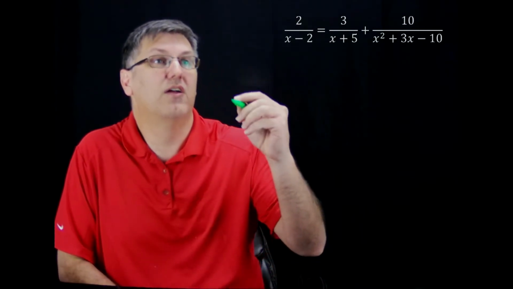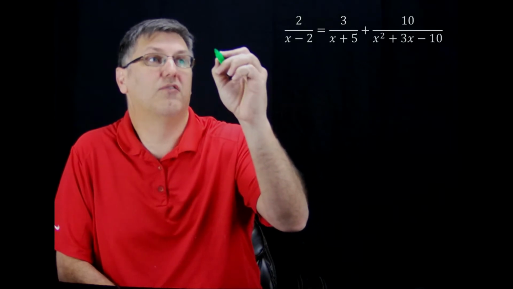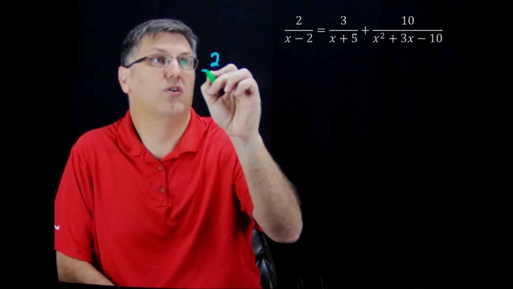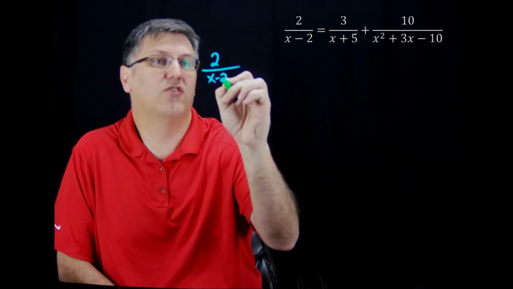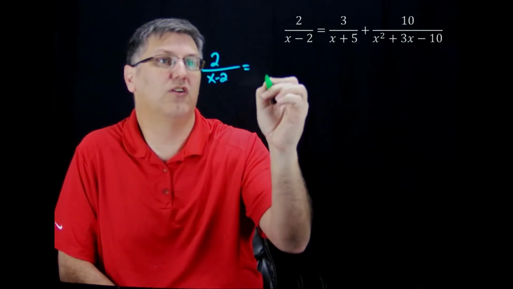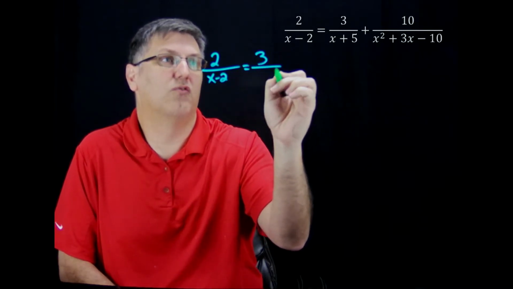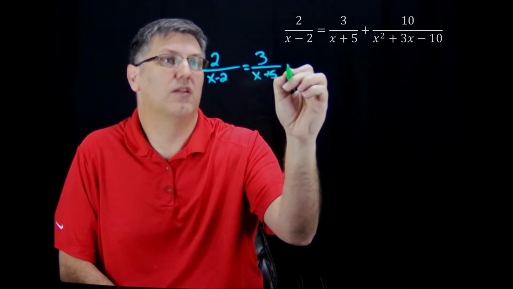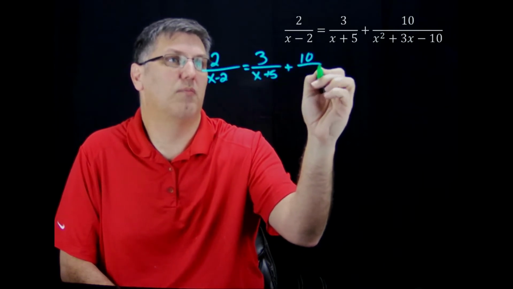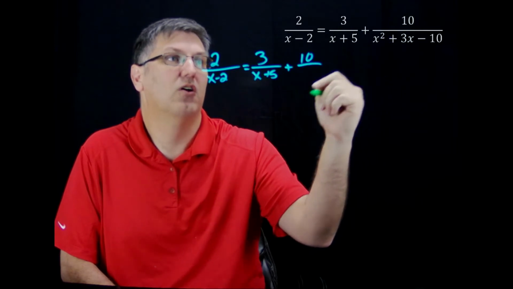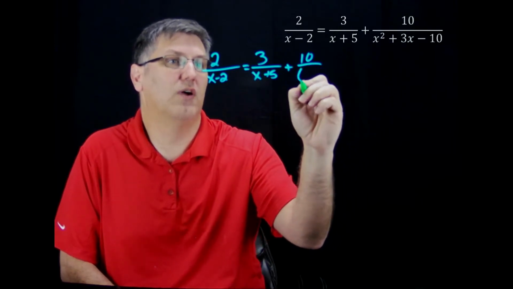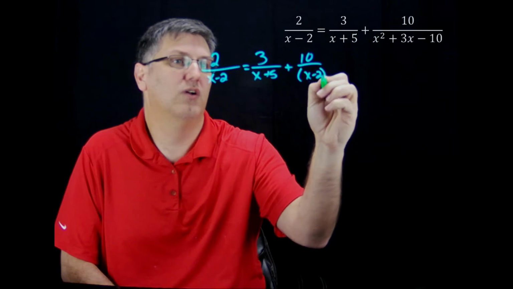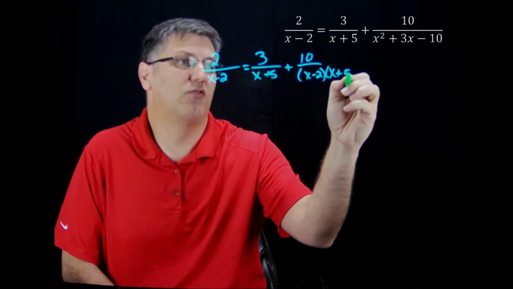All right, so let's see. Right off the bat, I see that I have 2 over x minus 2. This is already fully factored. This is going to equal 3 over x plus 5. That is fully factored. And then plus, I've got a 10, but my bottom here is not factored. Well, this does factor nicely to x minus 2 and x plus 5.